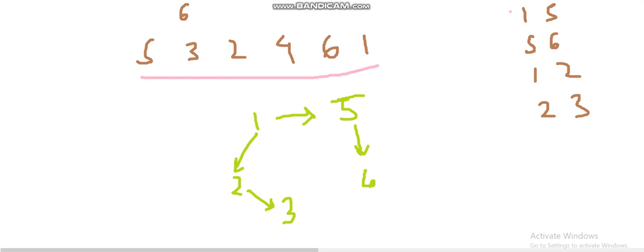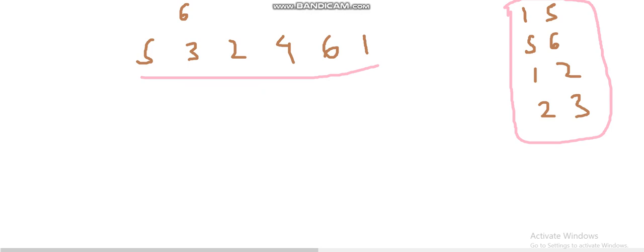Now this type of swapping is allowed. So I think these are bidirectional edges. So we can swap 1 to 5 or 5 to 6, or I think I should just remove it and write again. So 1 to 5 is allowed, 5 to 6 is allowed, 1 to 2 is allowed, and 2 to 3 is allowed.